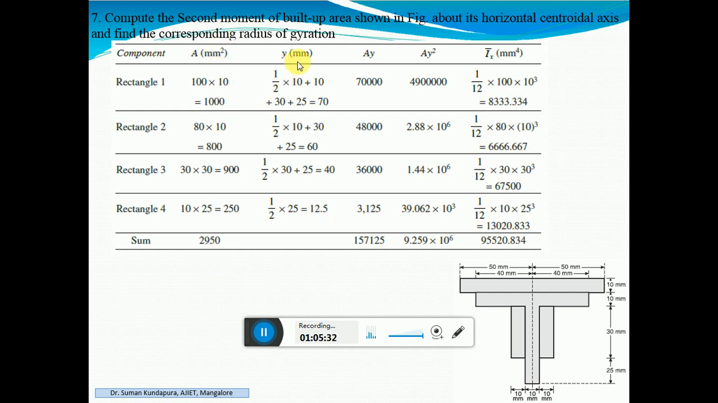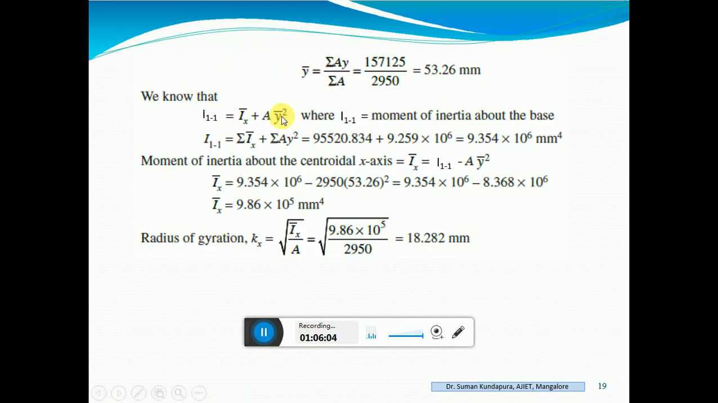Now multiply the area into y. Find out Ay, Ay into y, Ay square. Ix bar for each of the rectangle: the formula is bd cube by 12, the same formula for all 4 rectangles. Sum up the Ix bars, sum up Ay squares, sum up Ay divided by summation A, you will get the y bar distance, that is the centroidal y distance. You will get 53.26.